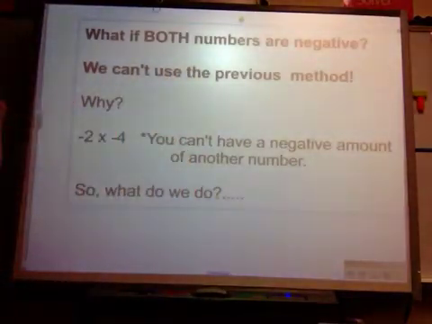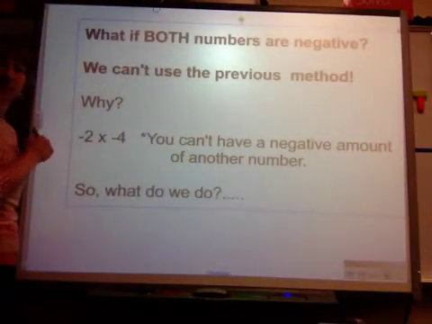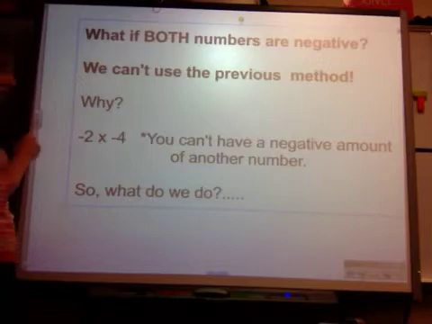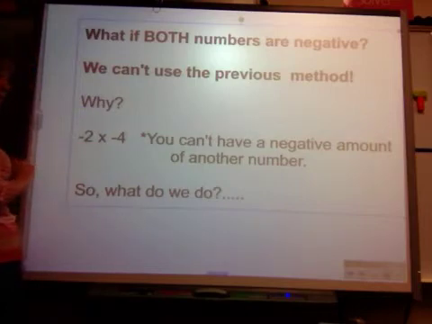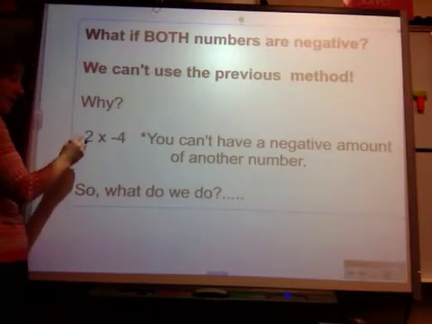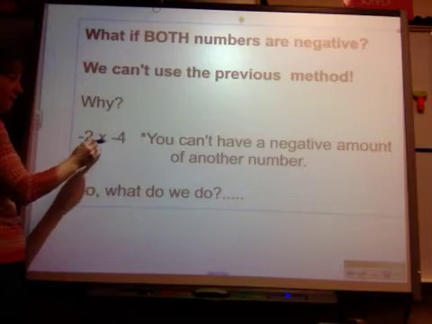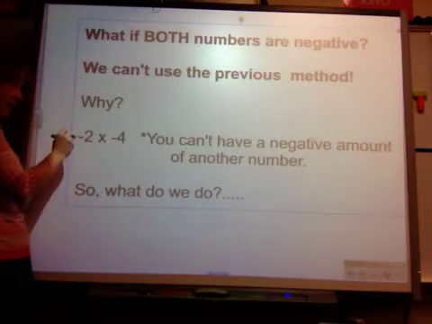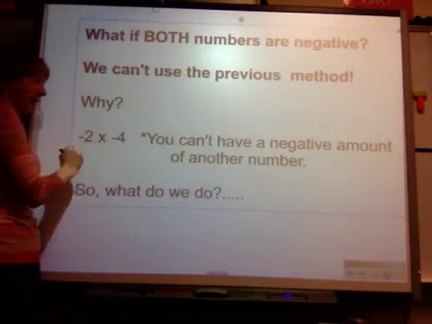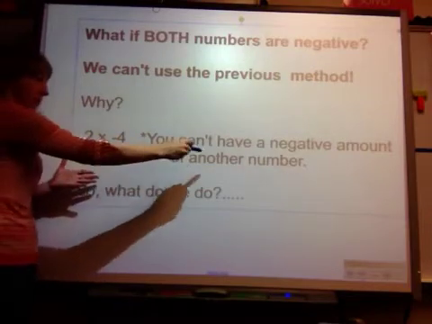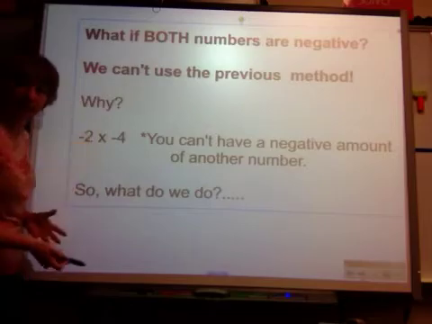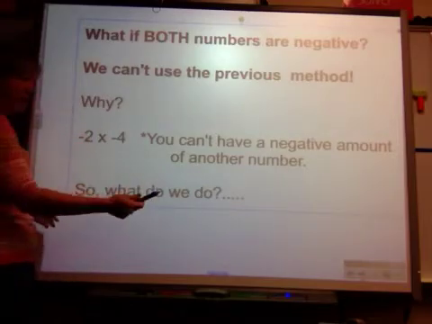Okay, but what if both numbers are negative? We can't use the previous method we just looked at. Not directly. Why? Well, if I have negative 2 times negative 4, I can't say that I have a negative 4 negative 2 times. I can't say I have a negative 2 negative 4 times. I can't count an amount of numbers using a negative number. So what do?